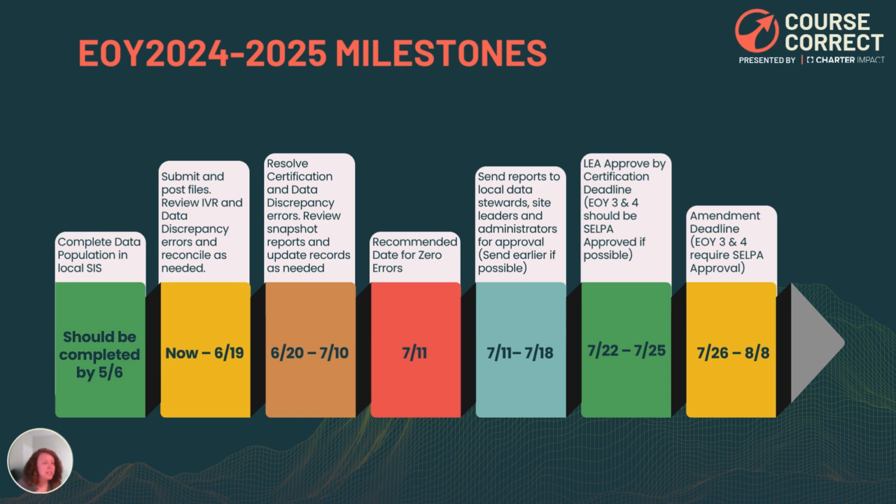Also, when you're thinking about this date for 0 errors and the whole cycle, keep in mind people who you might need to be part of the process who might be going off contract or on vacation, out for the summer, whatever the case is, because you might need to work around those dates as well. Then that last week before submission, you want to send it up to your leaders and other administrators for approval. And then the actual certification deadline is on July 25th. There is a very small amendment window from the 26th to August 8th. You try not to use that, but if something happens and you don't have time to fix it, or you don't realize there was a mistake until after the 25th, there is a little window for you to resubmit and amend that data.